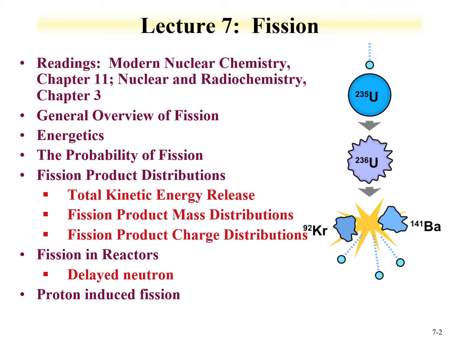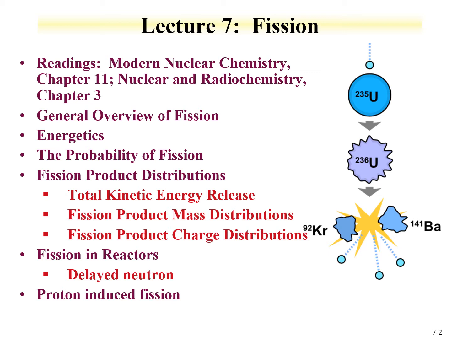The lecture covers a general overview of fission. We'll discuss the energetics related to fission. We'll see that energy from fission is much greater than the other decay processes we've discussed. We'll talk about the probability of a fission process occurring. We've already touched on this through the cross-section. We saw that certain isotopes have a high cross-section in terms of fission from absorption of a thermal neutron. We'll discuss that. We'll talk about fission product distributions, including total kinetic energy release, the mass distribution, and charge distribution.